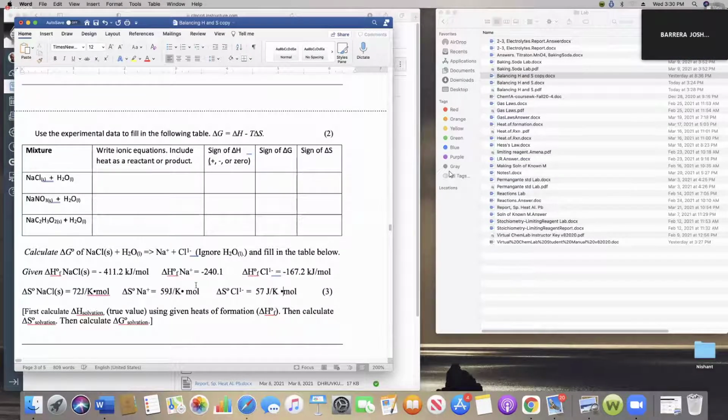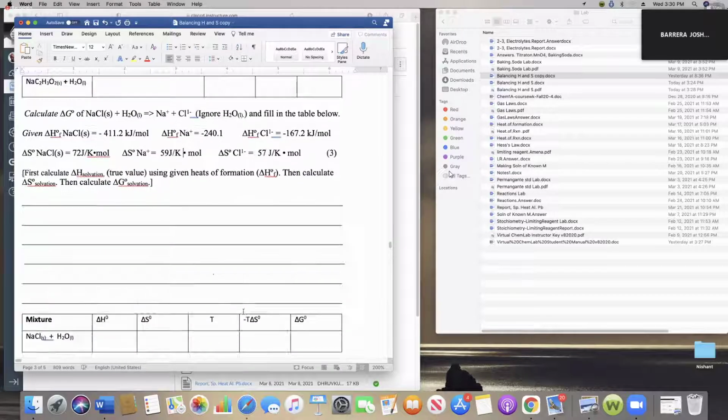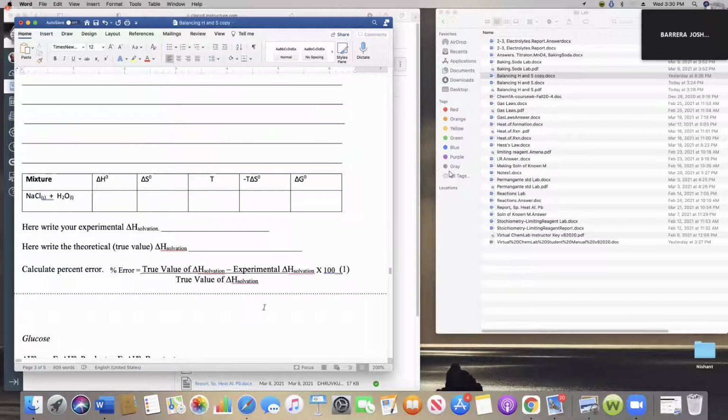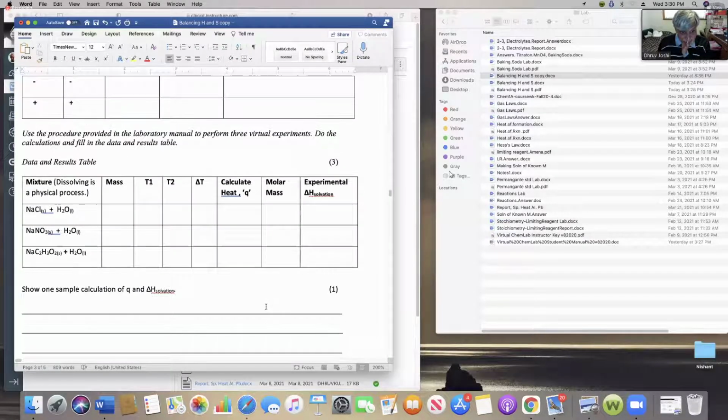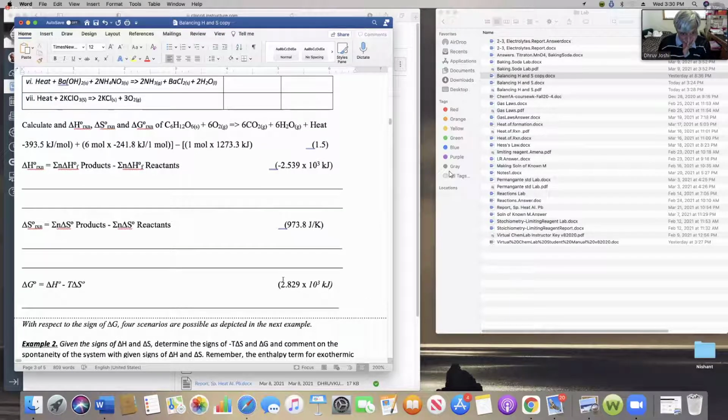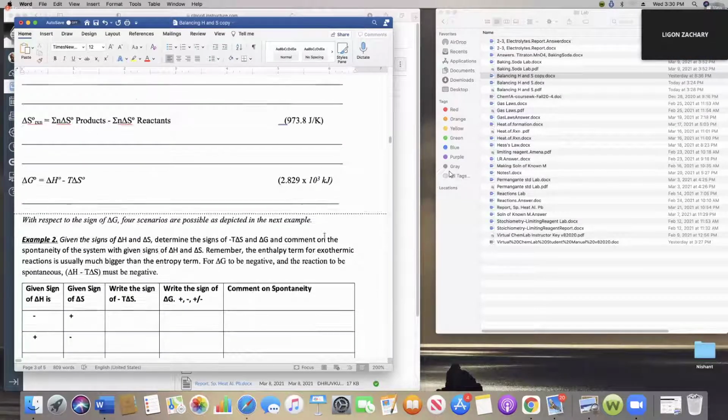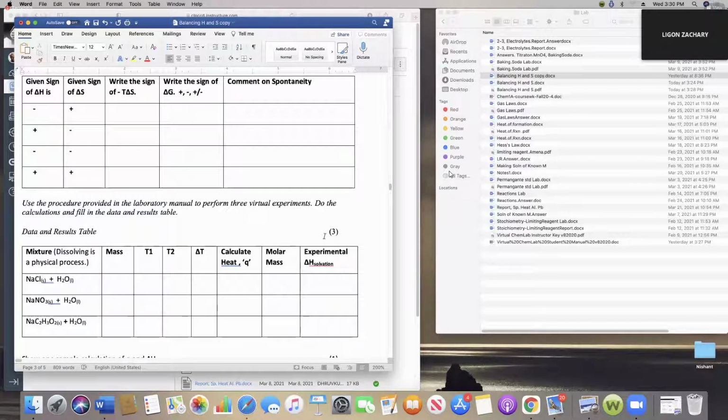Did anyone get 24 joules per Kelvin mole? Folks, what are the answers you are getting? For delta S, I got 44 joules per Kelvin. Okay, did you do reactants minus products, right? Products minus reactants. Yeah, products. Product is the final and reactant is the initial.